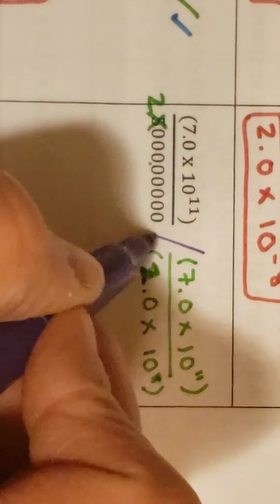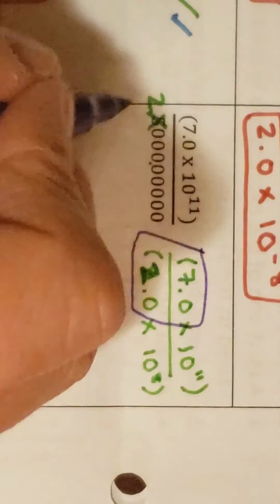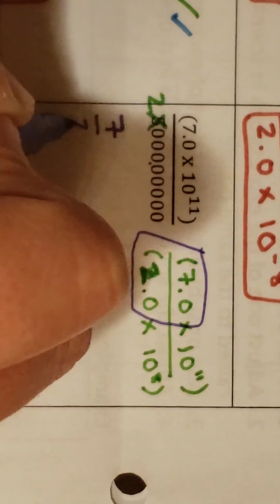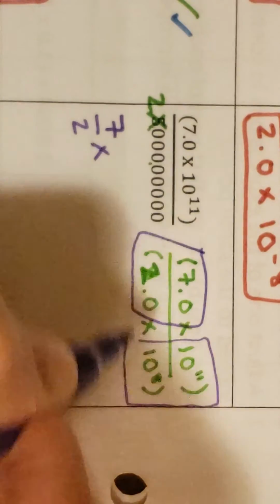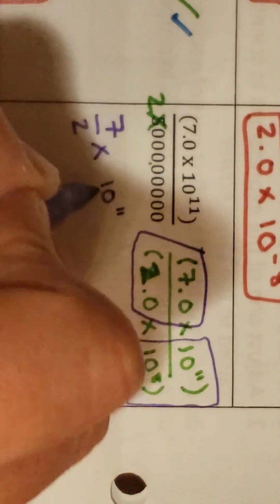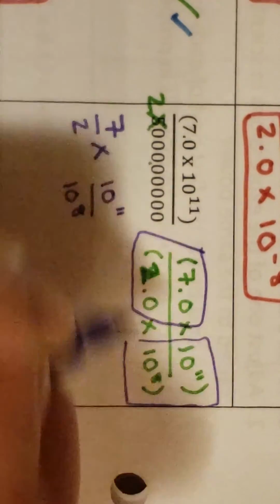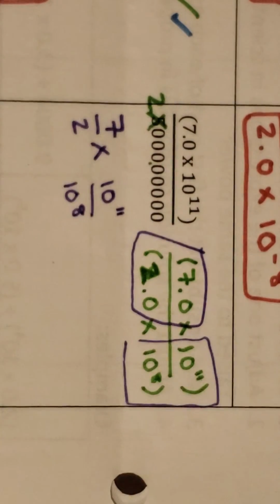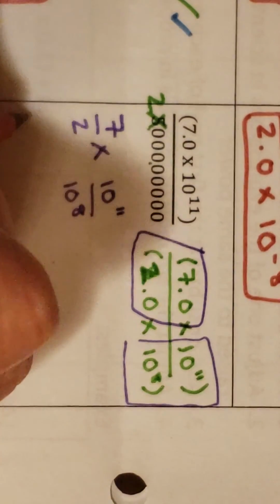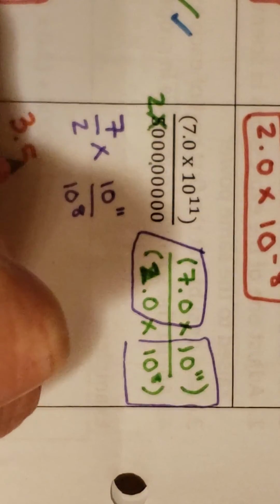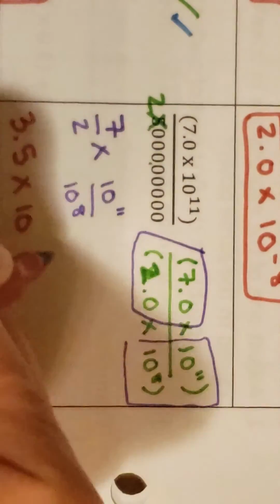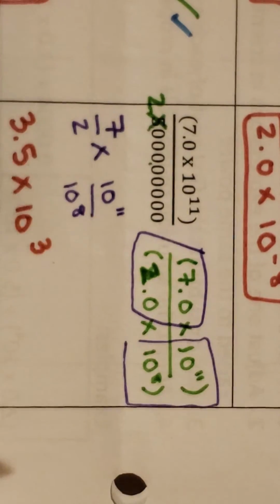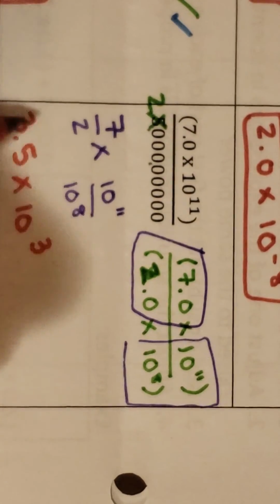So now I will divide 7 over 2 and multiply that with the result of 10 to the 11th over 10 to the 8th. 7 halves is the same as 3 1/2, or 7 divided by 2 is 3 1/2 times 10. 11 minus 8 is 3. And that's in scientific notation.